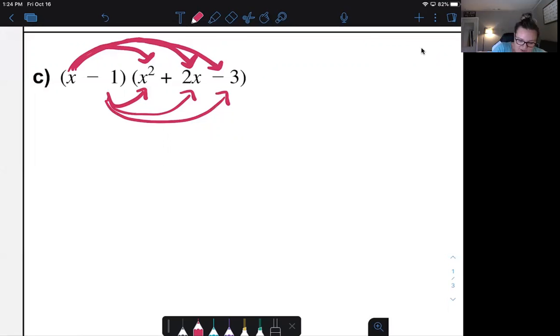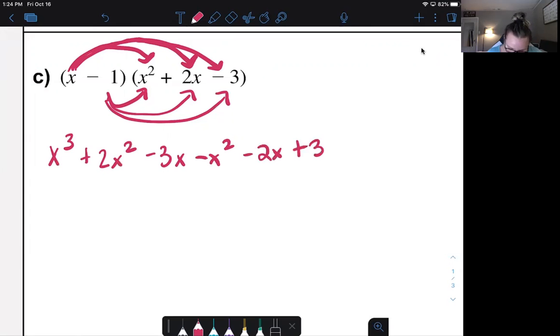So x times x squared, x cubed. X times 2x, 2x squared. X times negative 3, negative 3x. Negative 1 times x squared, negative x squared. Negative 1 times 2x, negative 2x. Negative 1 times negative 3, positive 3.